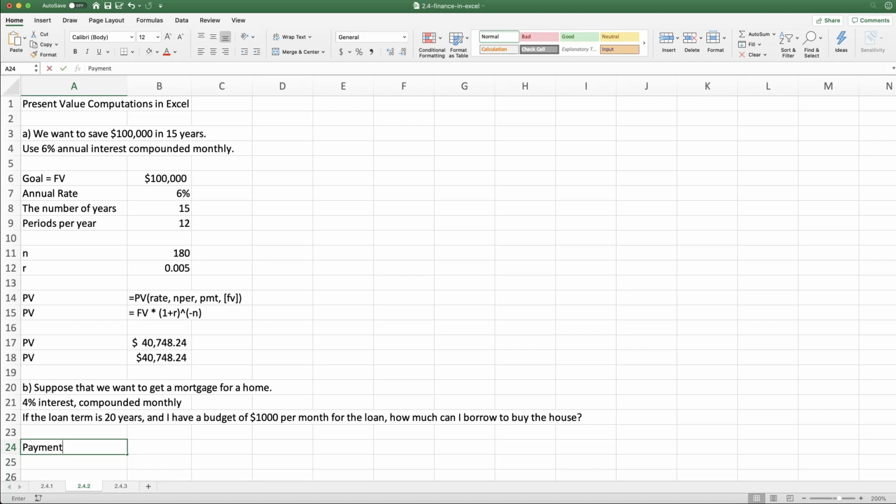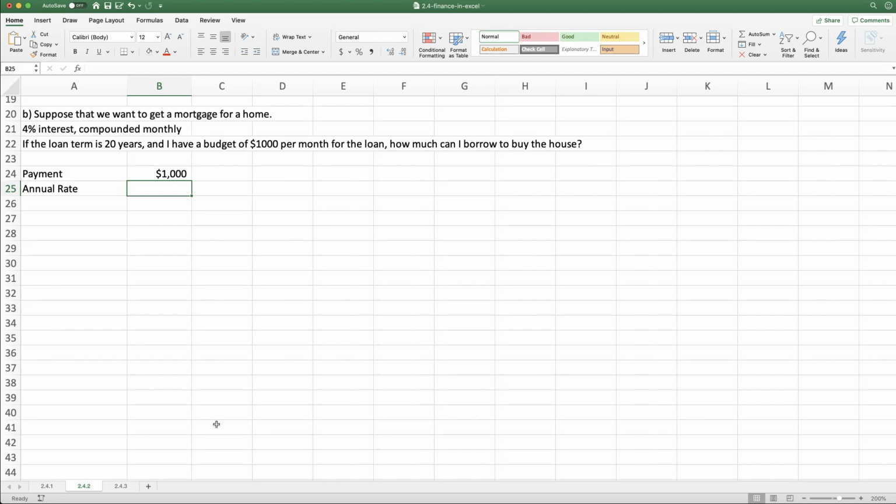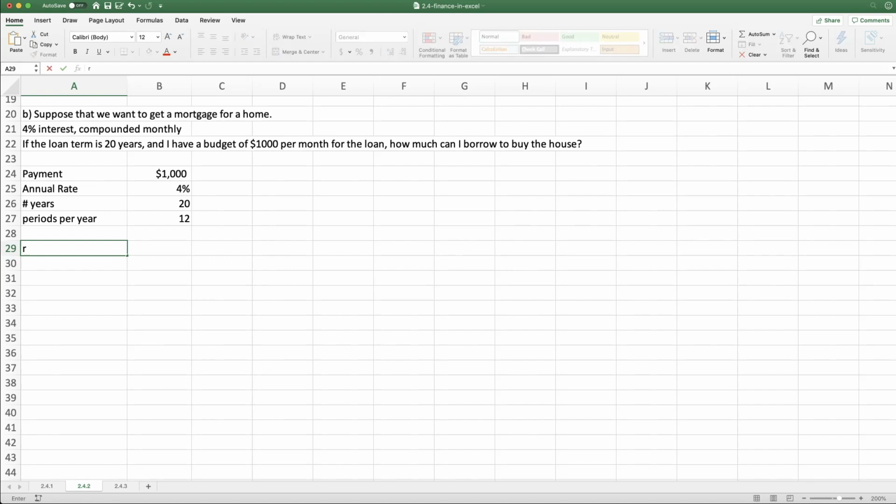Our payment is $1,000. The annual rate is 4%. The number of years is 20. The periods per year is 12 since this is monthly. Then the per period rate R is equal to 4% divided by 12 months. And the total number of periods, n, is 20 times 12. There are 240 months in a 20-year period.